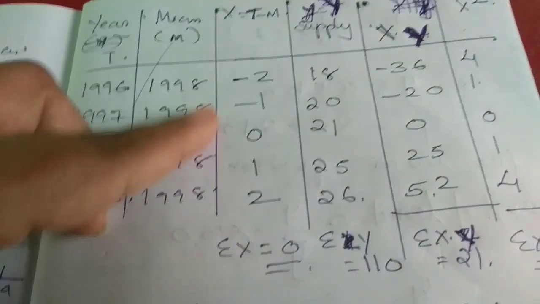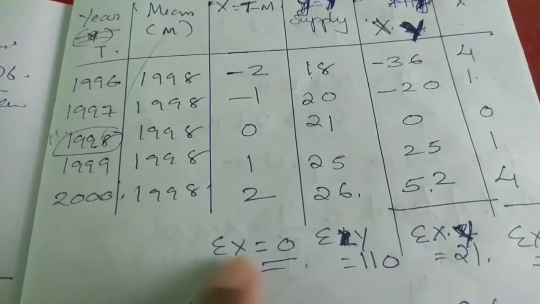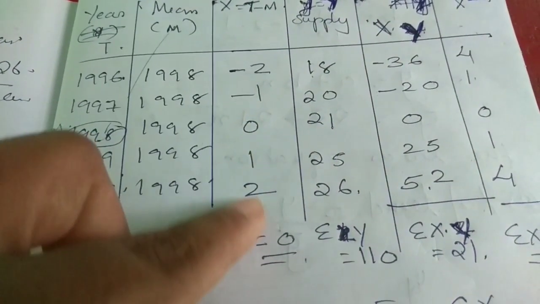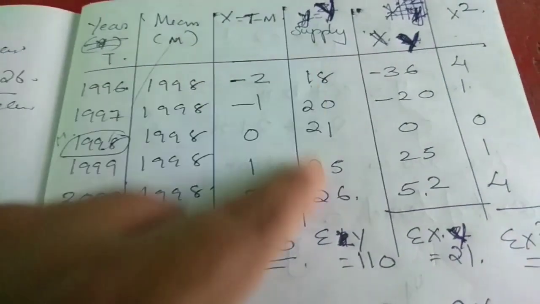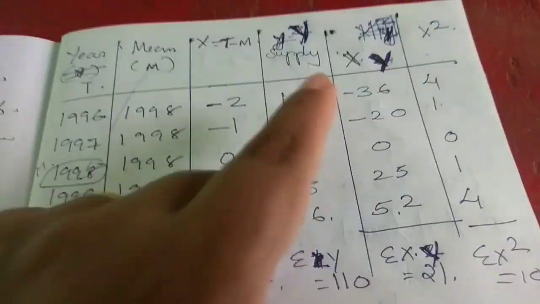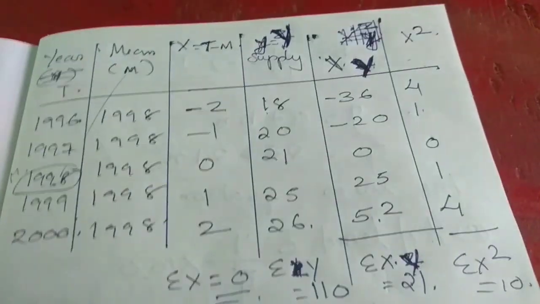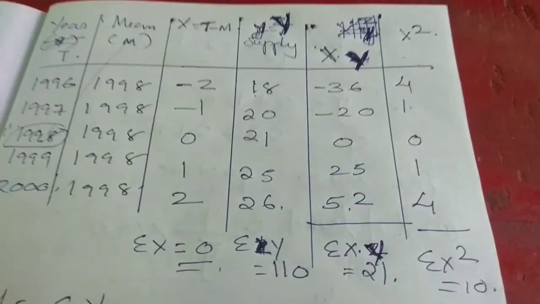Then we have to sum all these. Sigma x is minus 2 plus minus 1 plus 0 plus 1 plus 2, which is 0. Then 18, 20, 21, 25, 26, add all this to get sigma y as 110. Then sigma xy as 21 and sigma x square is 10.